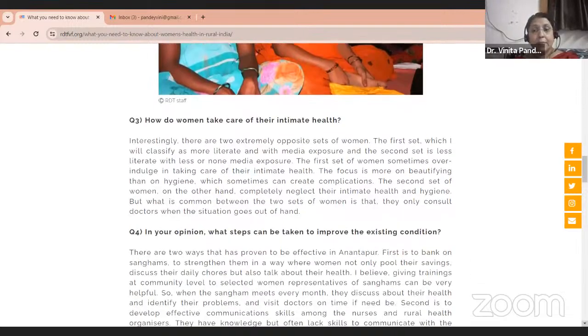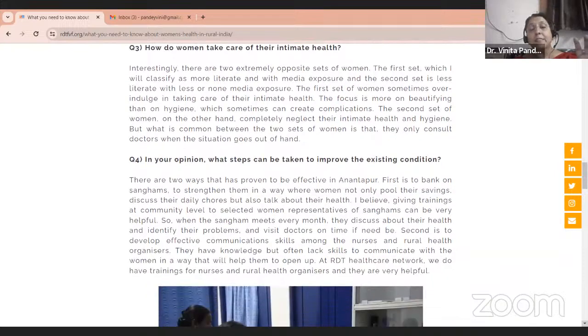See, she was also asked what steps can be taken. So there are two ways. Especially she is talking with reference to Anantapur. First is to bank on sanghams, to strengthen them in a way where women not only pool their savings and discuss their daily course, but also talk about their health. She's talking about self-help groups. I believe giving training at community level to selected women representatives of sanghams, that is self-help groups, can be very helpful. So when a Sangam meets every month, they discuss their health.